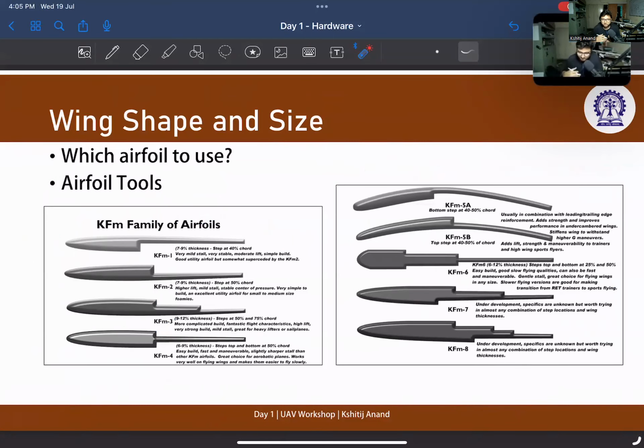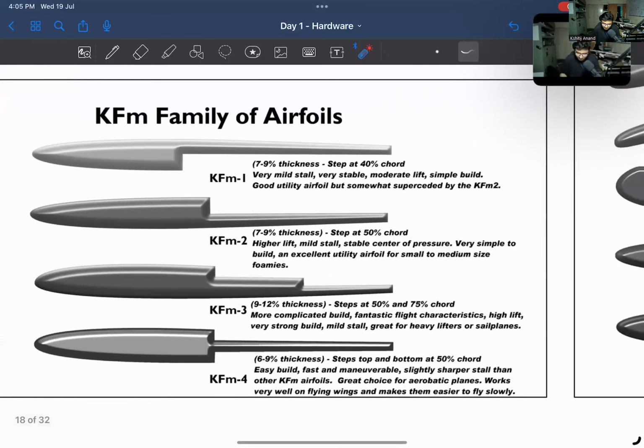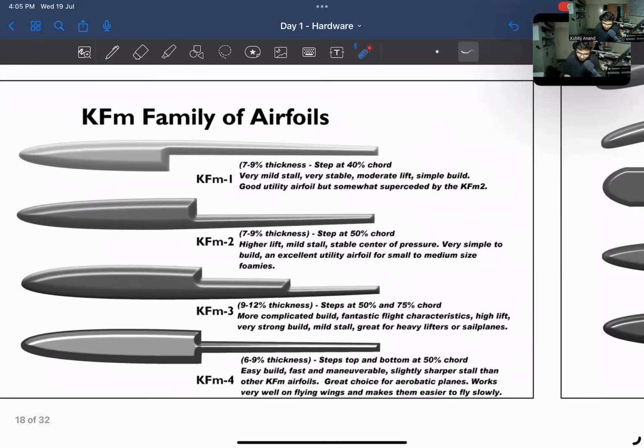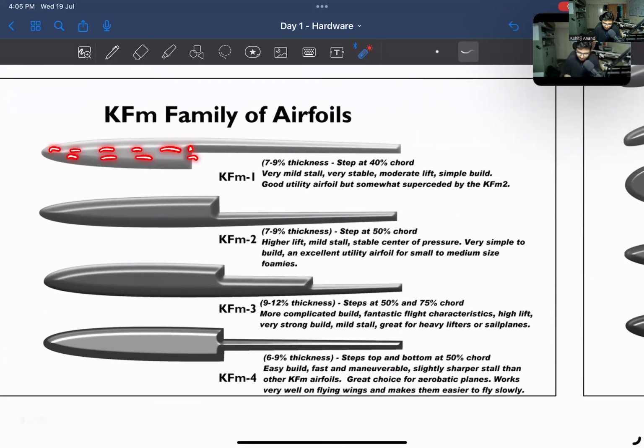What shape and size? So which airfoils to use? Okay. So this is a family of airfoils that most of the people working with RC aircrafts, or hobbyists, are using. Why? Because they are much easier to make. You can simply stack different foam boards on top of each other and make an airfoil. You don't need to introduce curves and bends to make an airfoil. It's really easy to make a KFM family of airfoils.